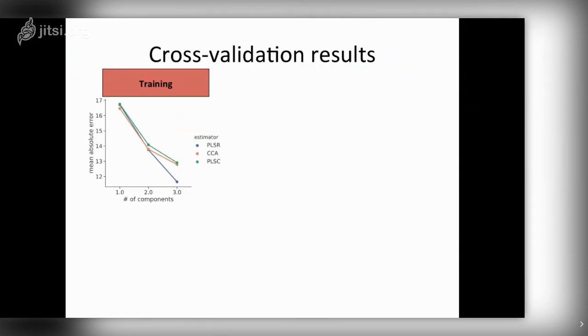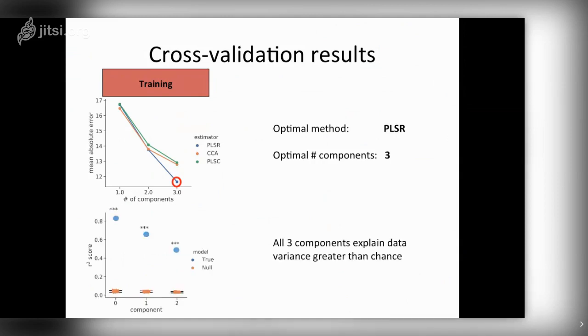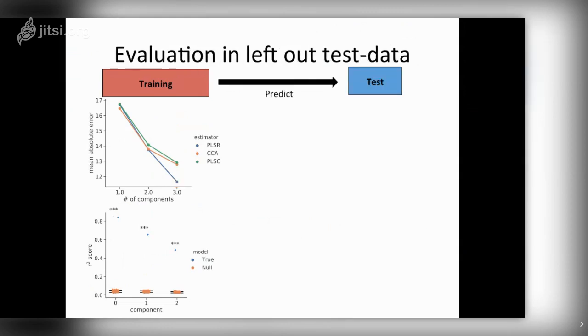So we split our data into a training and test set. And in the training set, we used cross-validation to identify that partial least squares regression with the maximum number of components was the best model. We also saw that all 3 of the components that we extracted explained variance in the spatial data far greater than expected by chance. And in our left out test set, we used the PLS model to predict the 3-dimensional spatial location of these unseen samples based just on the transcriptomic information.